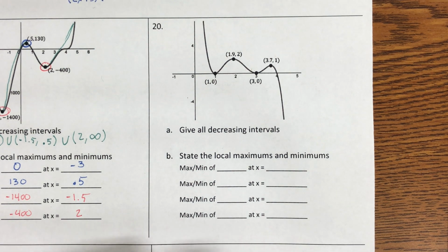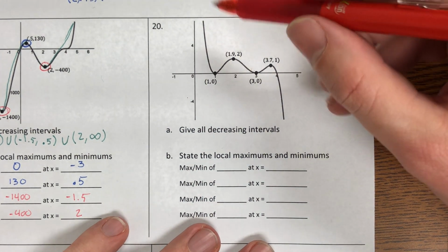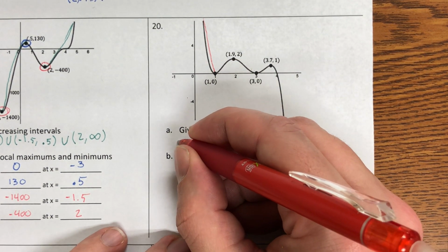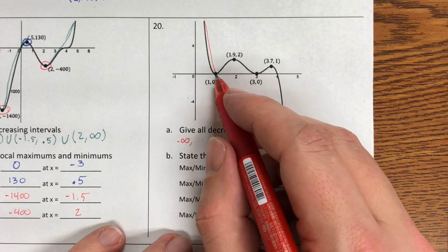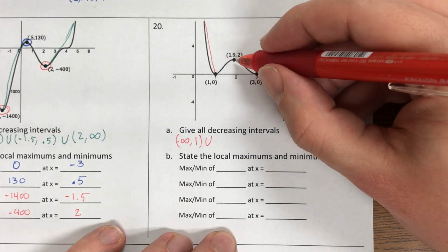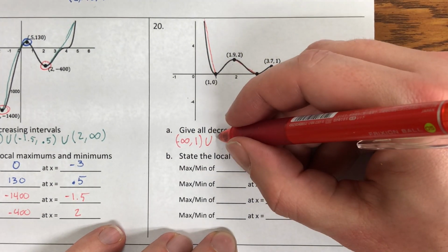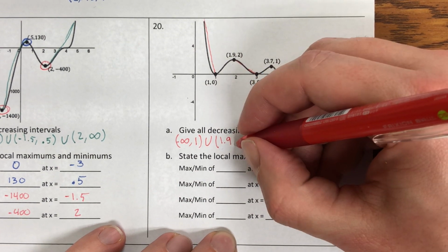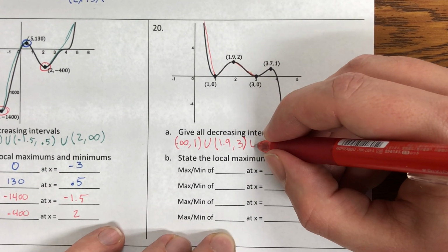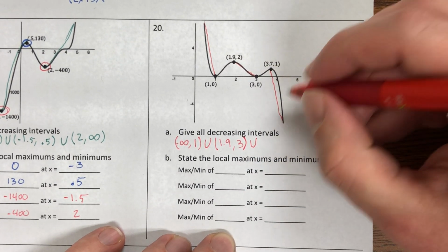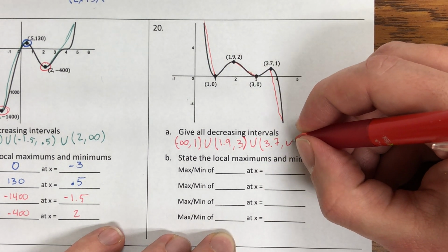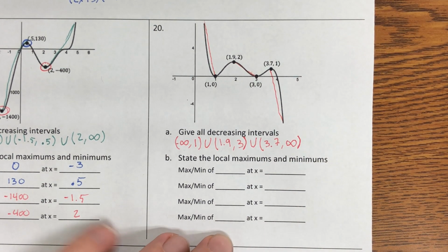20 wants the decreasing intervals. Decreasing intervals are the other side of increasing. That's where I'm headed down. So I'm headed down from negative infinity until I get to this x value of 1. And also from here to there. So the x value is 1.9 until I get to this x value of 3. And also here all the way down. So from 3.7 going all the way to the right to positive infinity.